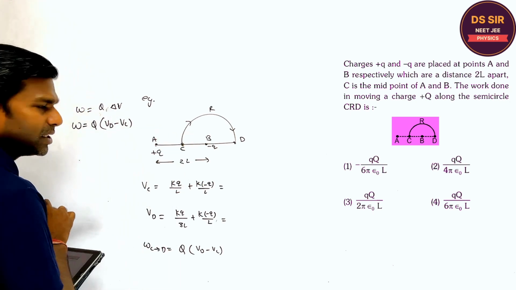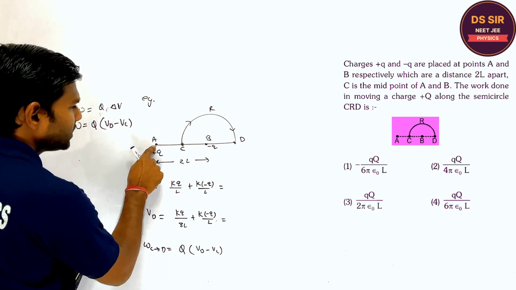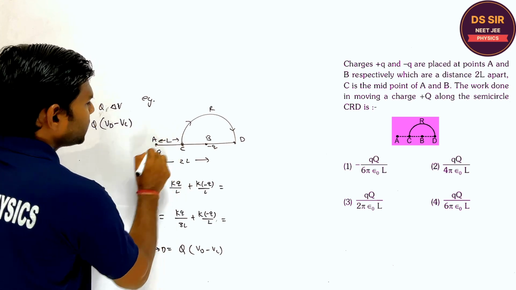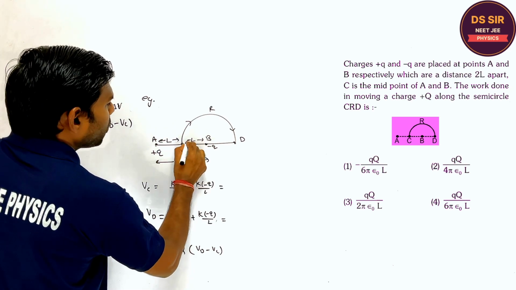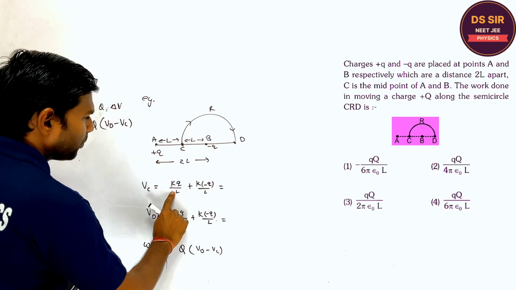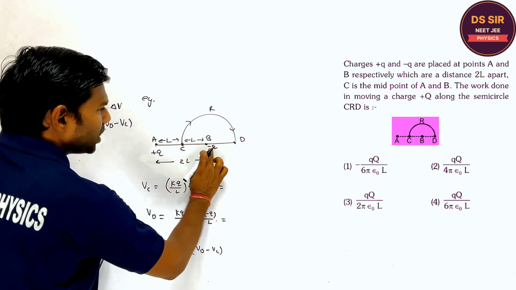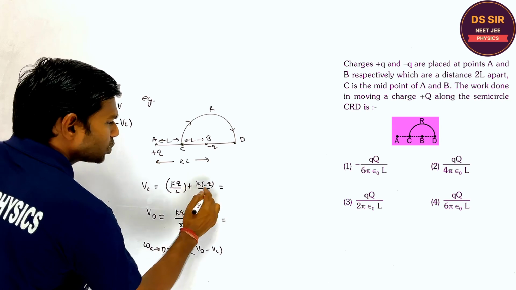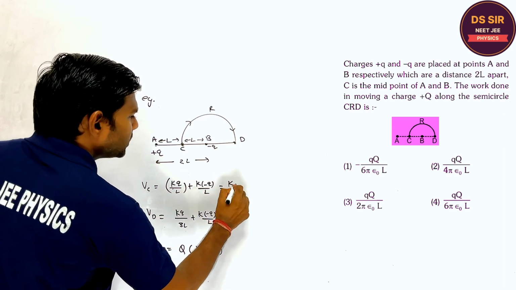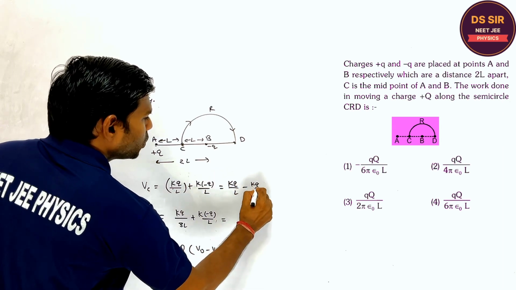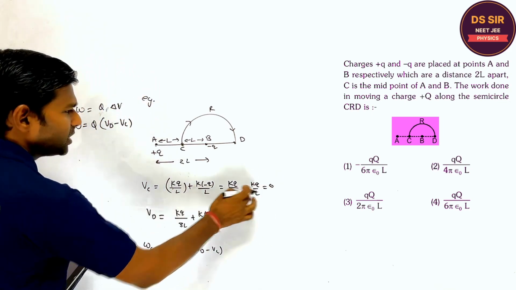If you don't consider the capital Q, this is the plus Q placed at A. This is the midpoint, this is the distance L, and this distance is also L. Because of this charge, the potential is what? KQ upon R, right? And because of this charge at point C, K into minus Q upon L. So therefore it is KQ/L minus KQ/L, and the potential at point C is 0.